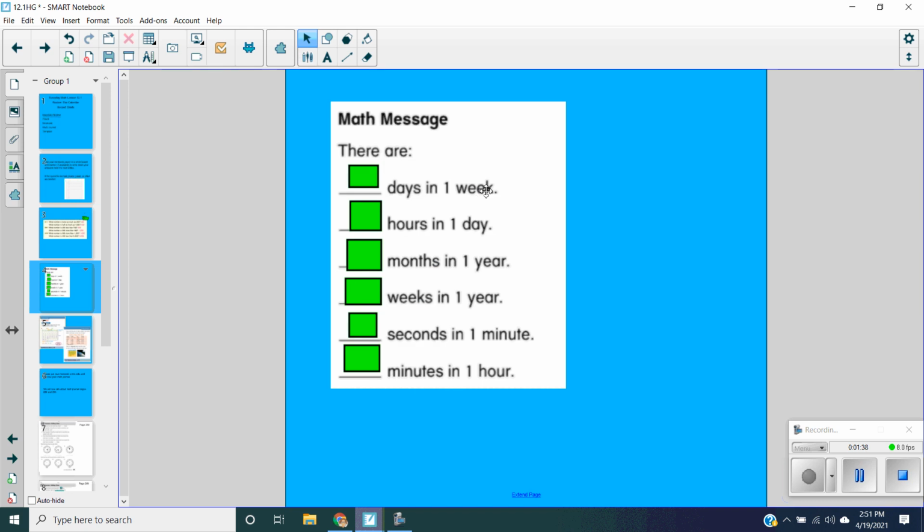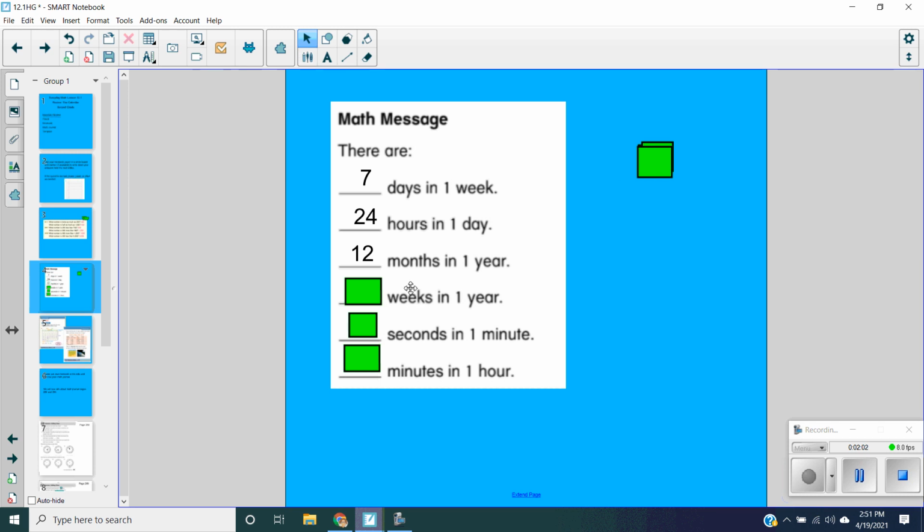How many days are in 1 week? Again, if you can write down your answers on either your whiteboard or in a notebook. You should have had 7. How many hours are in a day? You should have said 24. How many months in 1 year? There are 12 months in a year.